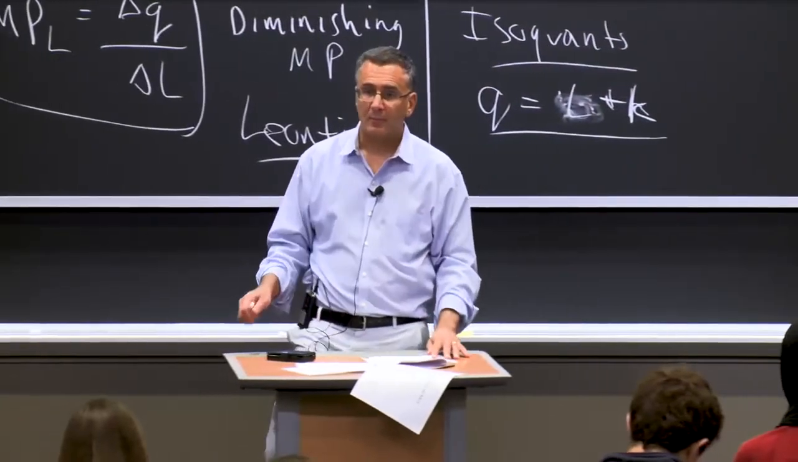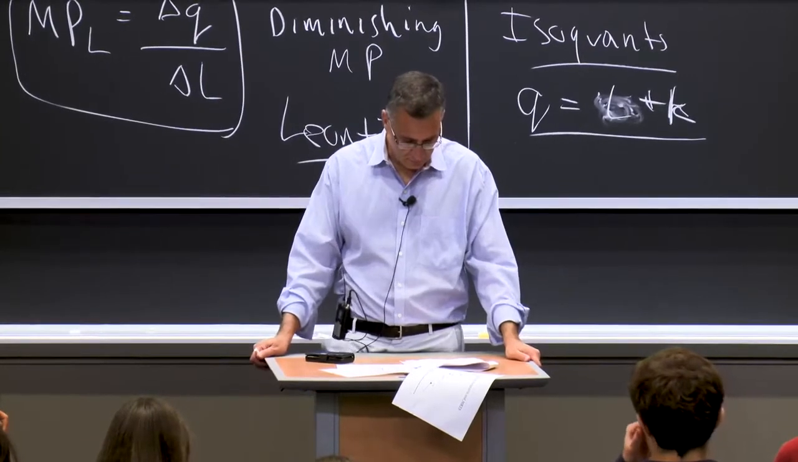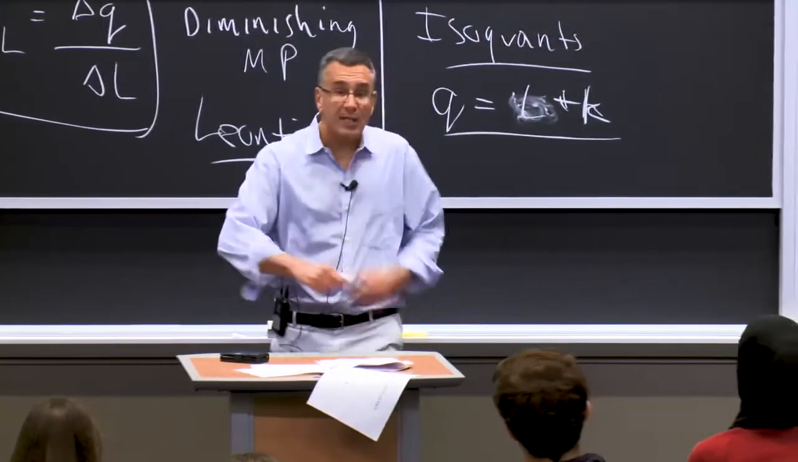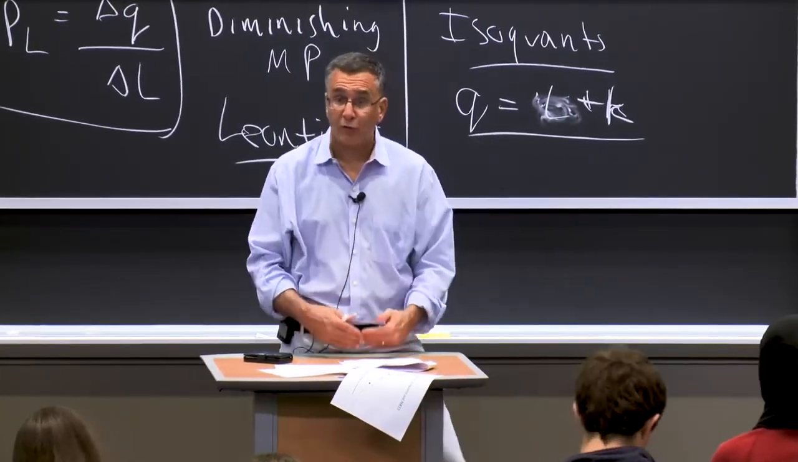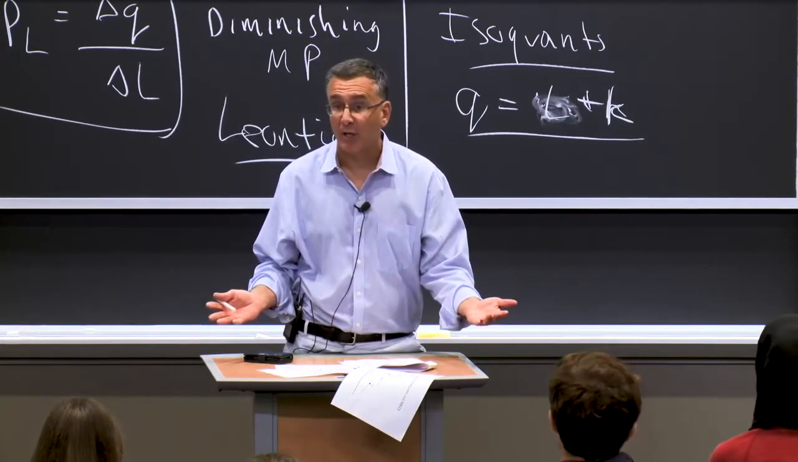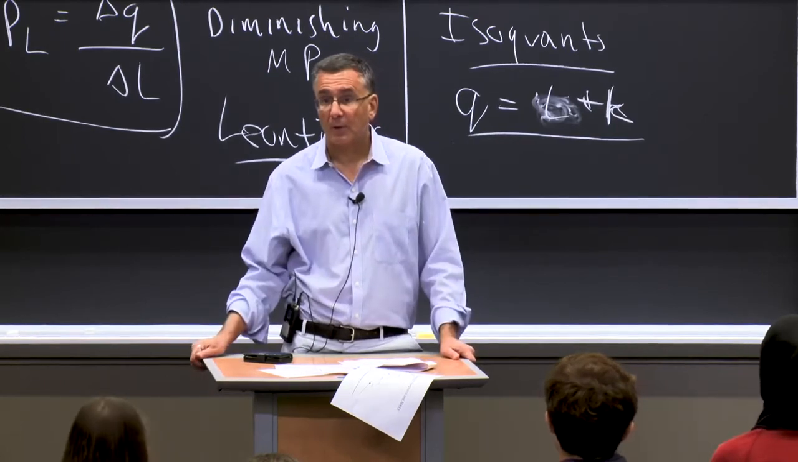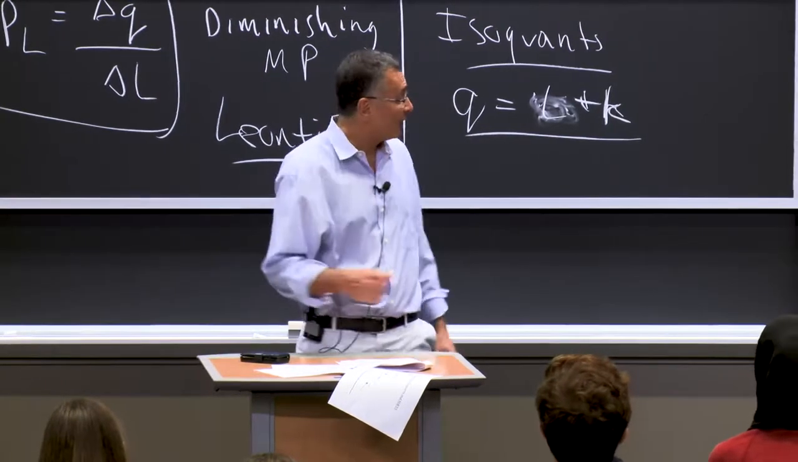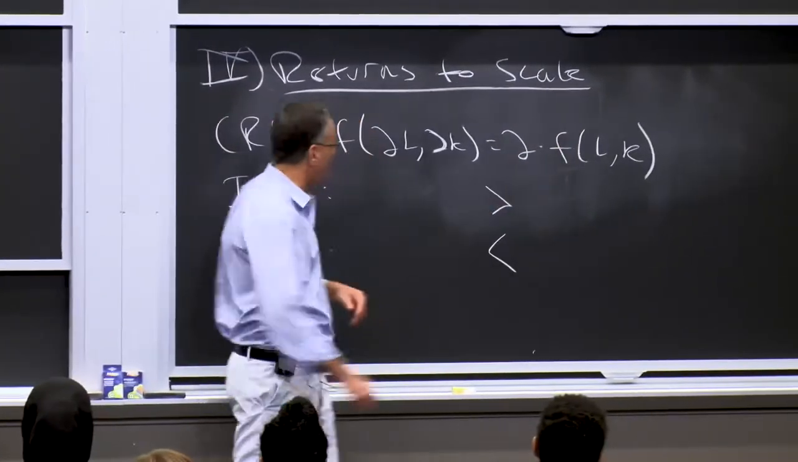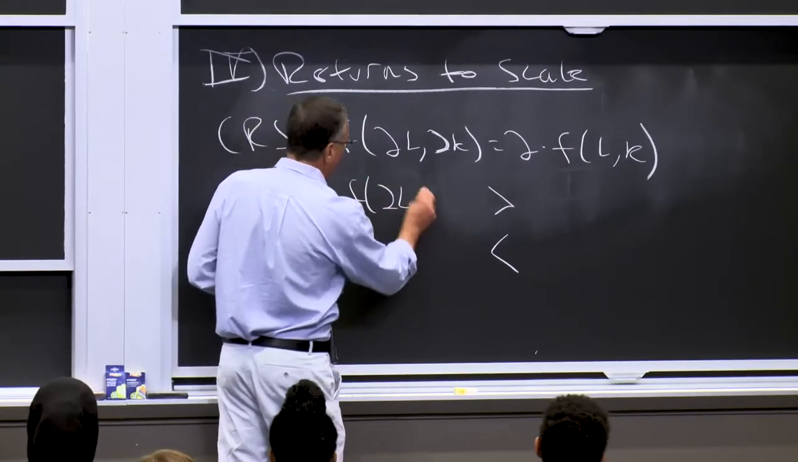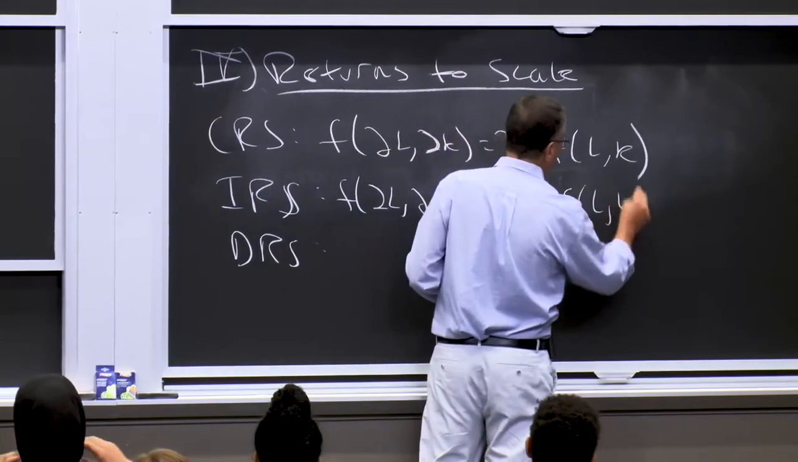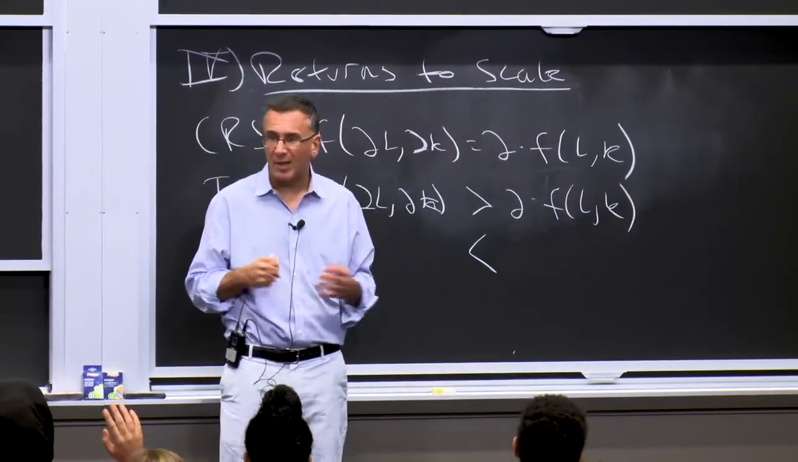Yeah? So in IRS, why is double the inputs greater than 2 times the outputs? Yeah, so basically, when I move from 2 workers and 2 computers to 4 workers and 4 computers, I more than double my output. And that's because maybe they specialize and get more productive. It's literally one function, F of L, K. I'll write it out. It's literally saying doubling my inputs leads to more than twice what I get without doubling the inputs.